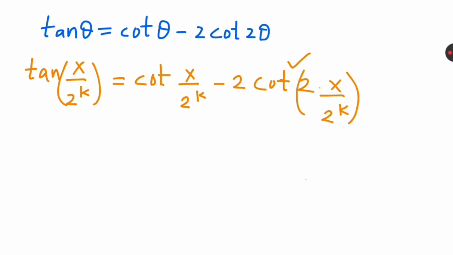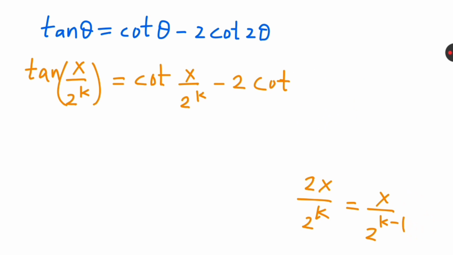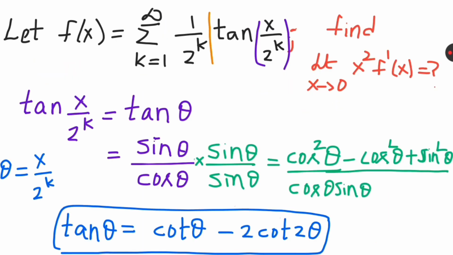Here we have 2x over 2 raised to the power of k. This we can write as x over 2 raised to the power of k minus 1, isn't it? So 2x over 2 raised to the power of k, we can write as x over 2 raised to the power of k minus 1. We have tan of x over 2 raised to the power of k. We simplify this. Now you have to take 1 over 2 raised to the power of k.